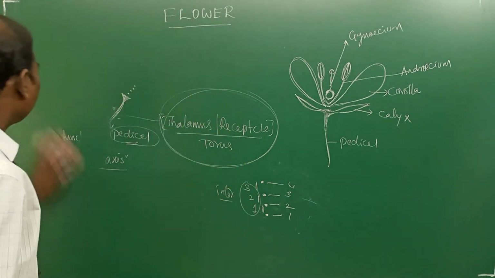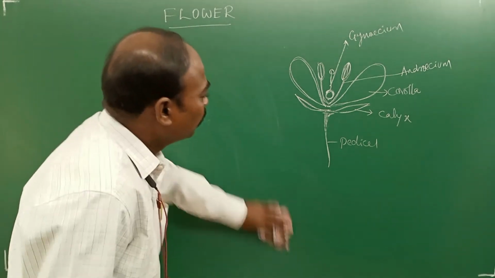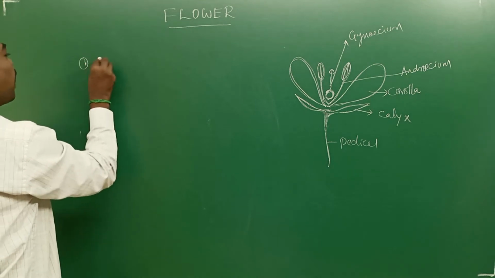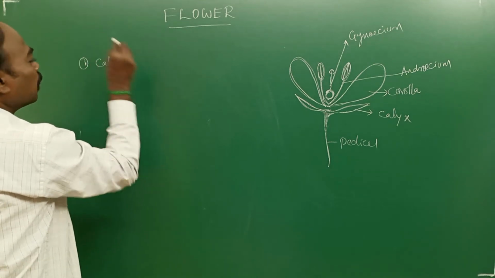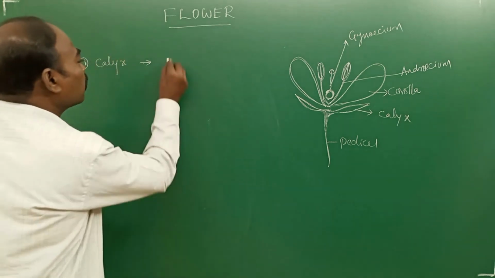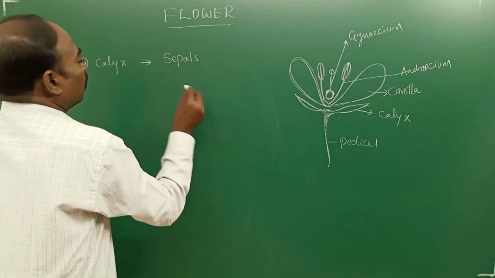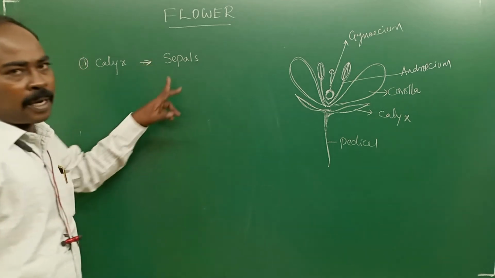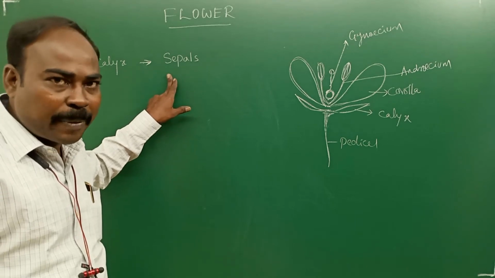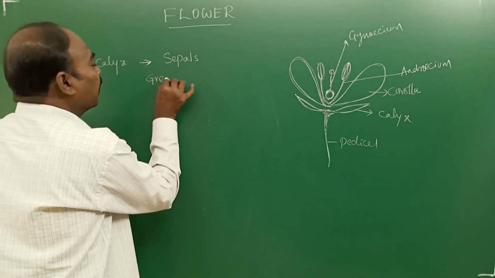What are the individual names of these floral whorls? First, what is first? Calyx. Calyx has the modified floral leaves named sepals. Calyx, the first whorl, leaves are said to be what? Sepals. Generally, the sepals are green in color.